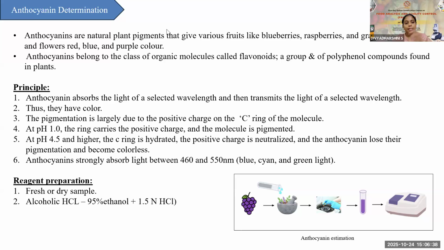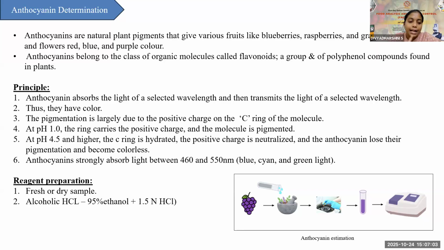Once the pH goes beyond 4.5 or higher, the C ring is hydrated and those positive charges are neutralized. So the anthocyanin loses its pigmentation and becomes colorless. Note this one: anthocyanin will strongly absorb wavelengths between 460 and 550 nanometers, so it will appear in the color of cyan blue, blue-green light.